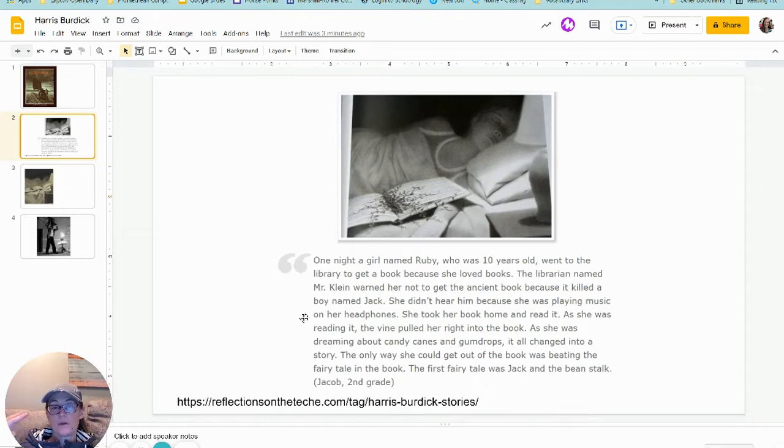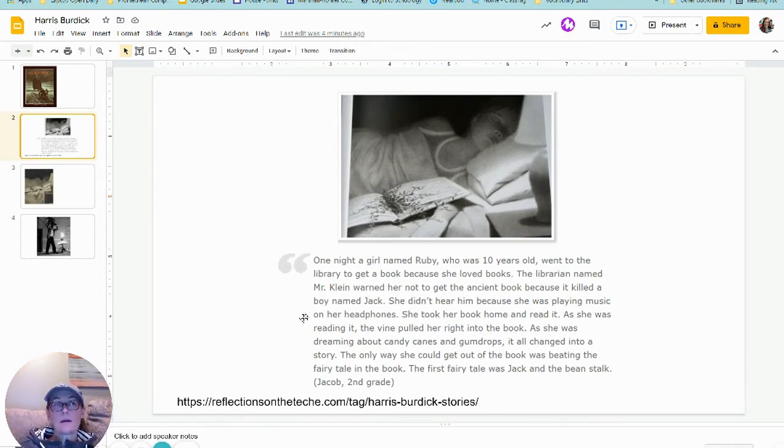Do we have characters talking? Pause the video and talk with your partner. Do we have characters talking? I think there was only one, and we didn't have exactly what they said. It just was Mr. Klein warned her not to go get the ancient book. So we have some communication there, some talking.